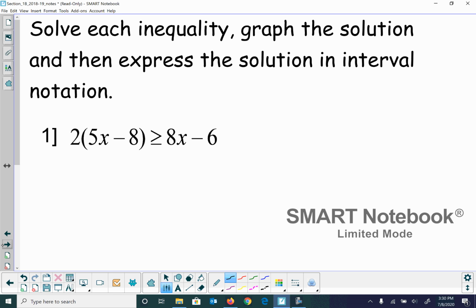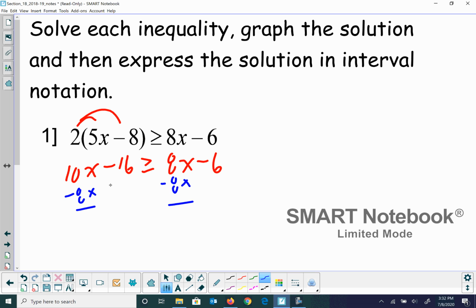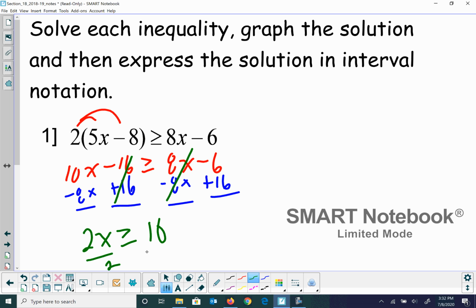Solve the inequality, graph the solution, and express the solution in interval notation. All right, so let's solve this problem algebraically. A couple of ways we could have done this. I could have divided both sides by 2, but typically on this type of problem you would distribute over the parentheses. 10x minus 16 is greater than or equal to 8x minus 6. We bring the 8x over by subtracting 8x from both sides, so just simple Algebra 1. At this point we can add the constant over here, so those cancel out and those cancel out. So I get 2x is greater than or equal to 10. Divide both sides by 2, so I find that x is greater than or equal to 5.